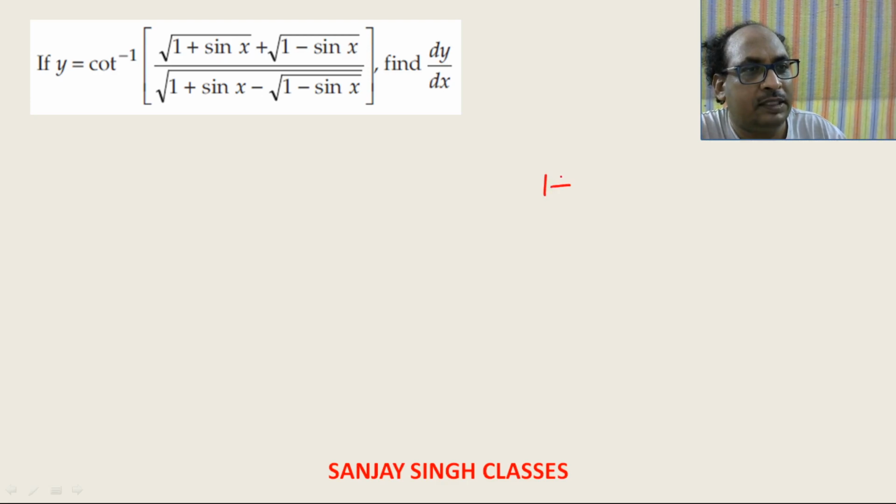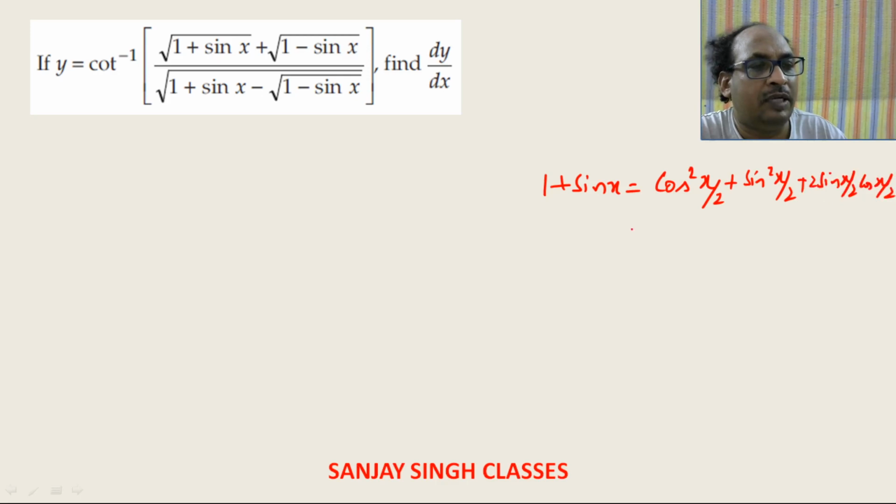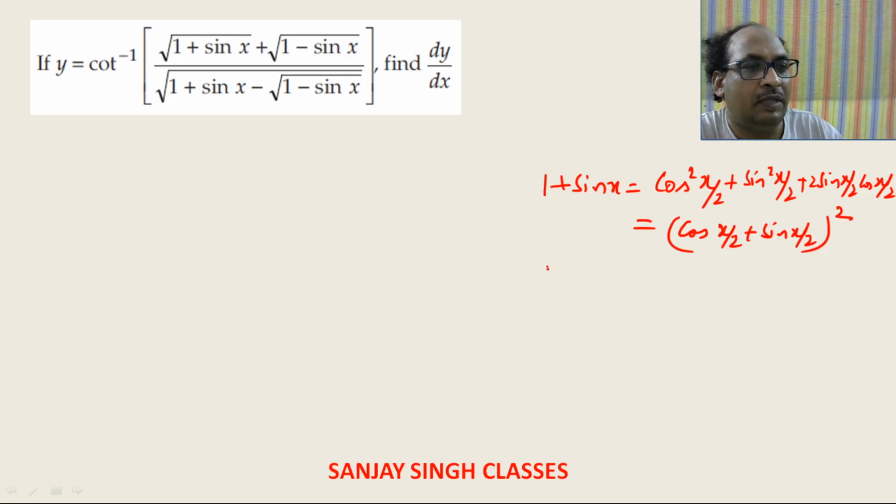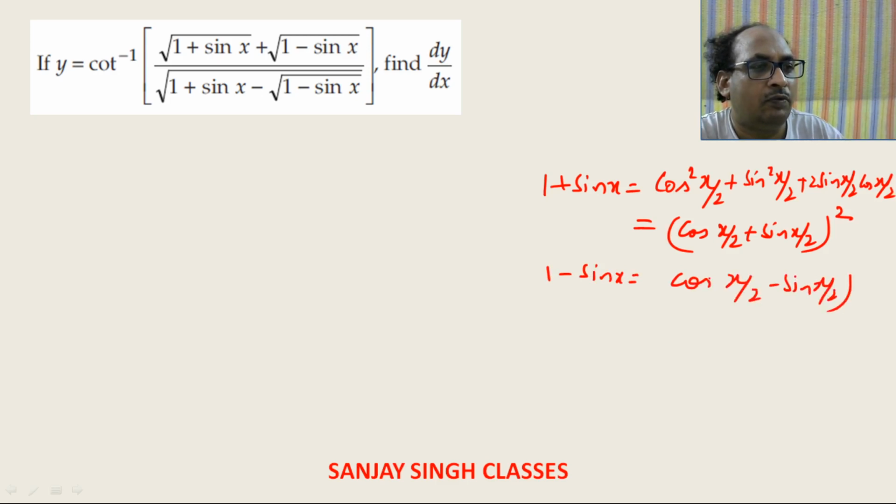So 1 plus sin x, let me tell you. We can write cos square x by 2 plus sin square x by 2 plus 2 sin x by 2 cos x by 2. The formula of sin x is 2 sin x by 2 cos x by 2, and it will give us cos x by 2 plus sin x by 2 whole square. Similarly, 1 minus sin x, we will get cos x by 2 minus sin x by 2 whole square.